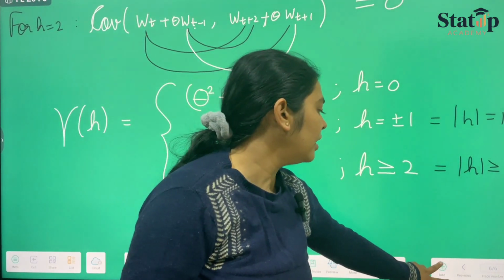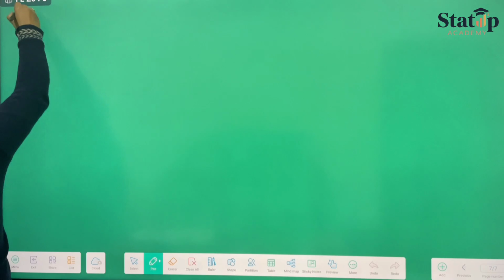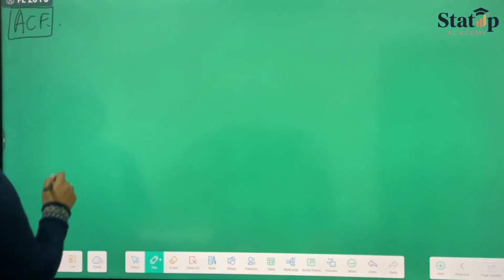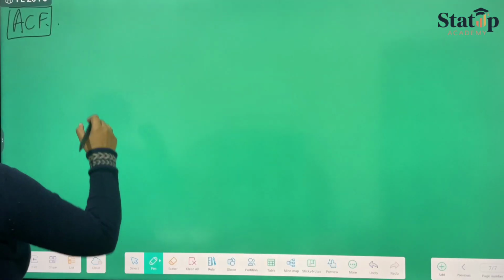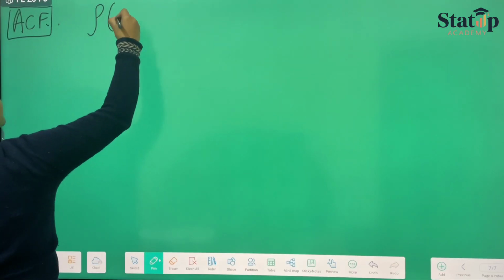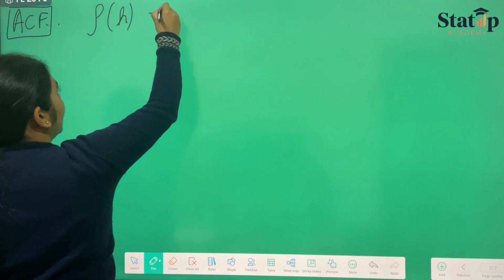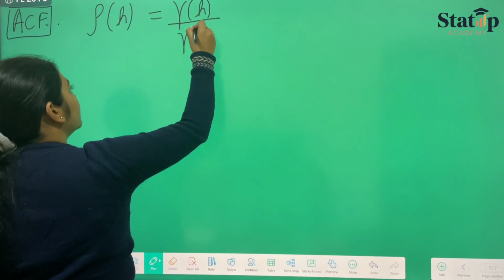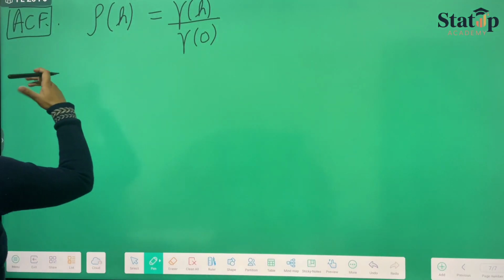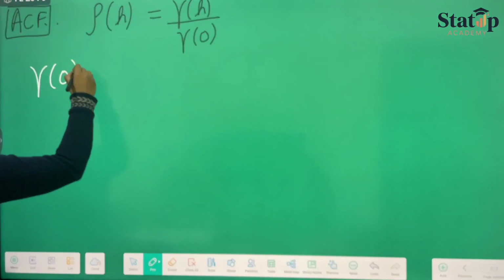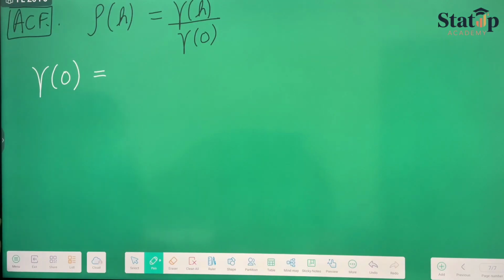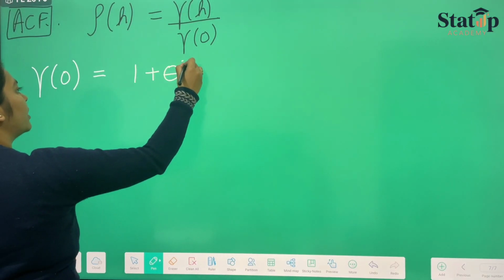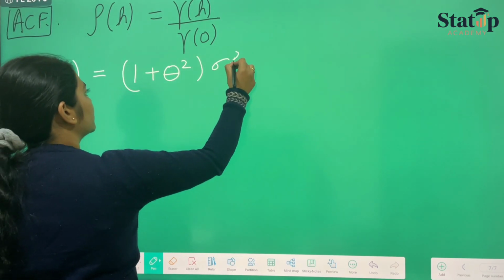Now we have to find out the autocorrelation function, which is represented by ACF. What is ACF? Autocorrelation function can be written as rho h, with lag value h, given by rho h = gamma h upon gamma naught. Now gamma naught is nothing but the value of the autocovariance function at lag 0, which is nothing but variance only. So 1 plus theta square into sigma square.